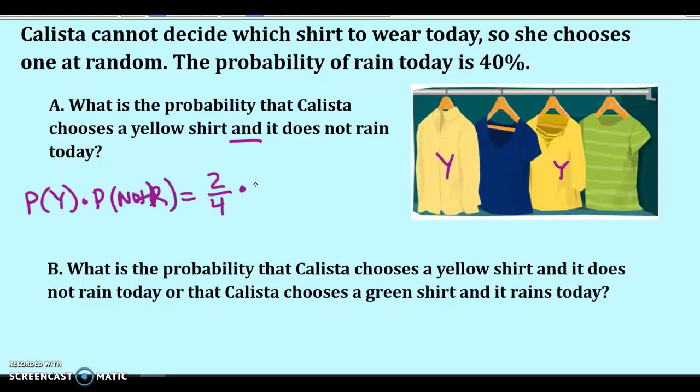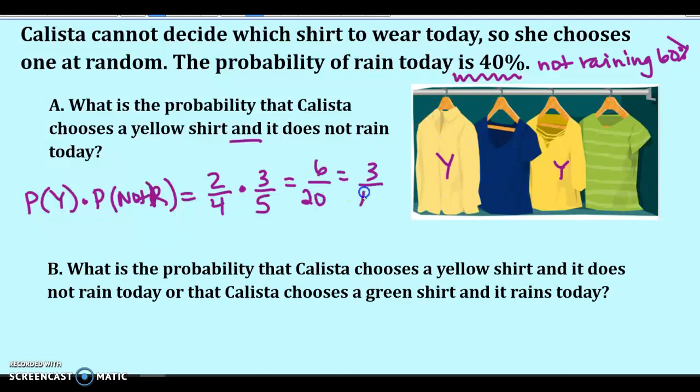And the probability of it not raining, well, they tell us here the probability of it raining is 40%, so then the probability of it not raining is 60%. So if I write that as a fraction, that would be 3 out of 5. If you want to just plug it in your calculator and use 0.6, that's fine as well. I end up with 6 out of 20, which simplifies to 3/10. So there's a 30% chance that Callista chooses a yellow shirt and that it does not rain today.